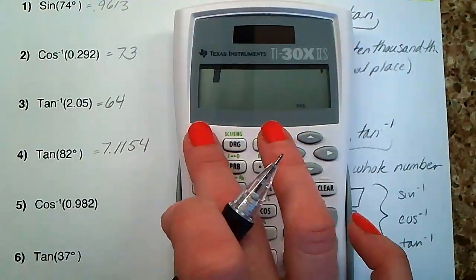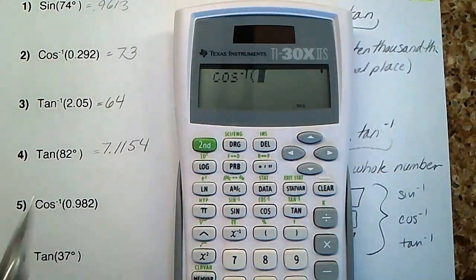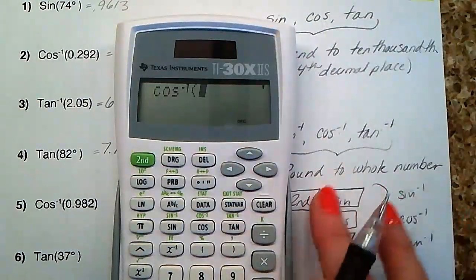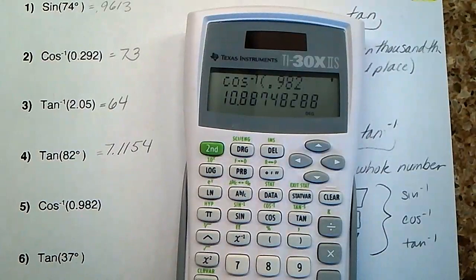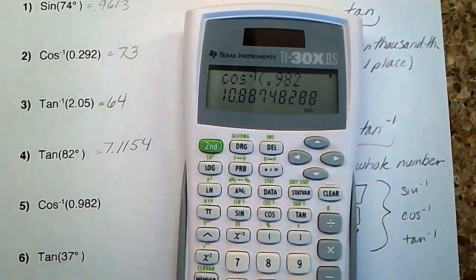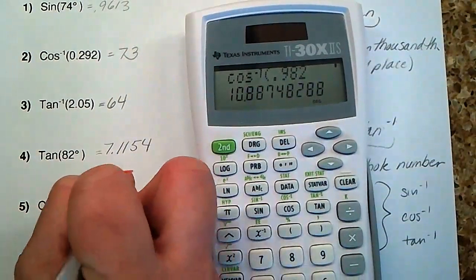Okay, and let's do one more of those, cosine to the -1 with our calculator here. So again, we're going to hit second, cosine because we want to get cosine to the -1. Remember, that's what we have to do for these. And then you can type in 0.982, and you end up there. Now remember, we're using the -1. It's going to round it off to the nearest whole number. That's going to be 11.